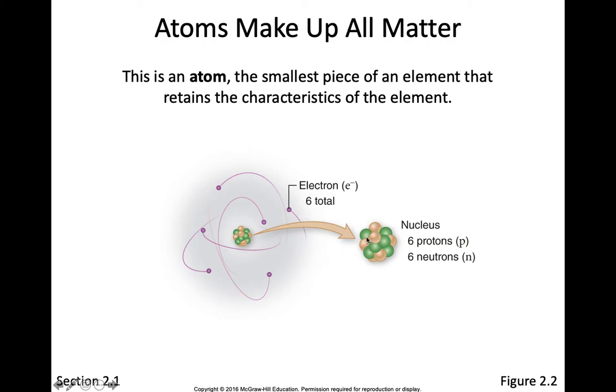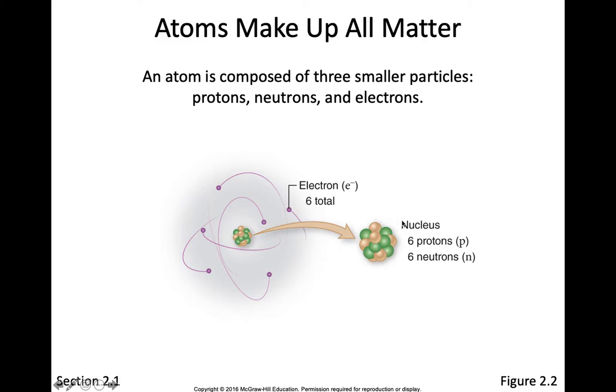So all the atoms of nitrogen will have the same amount of protons, the same amount of neutrons, but none of the other elements will have the same amount as nitrogen. They will all have different numbers. So the same within the same element, but different than all the rest of them. So anyway, protons, neutrons, and electrons.